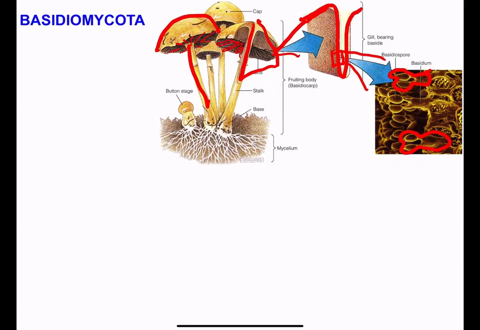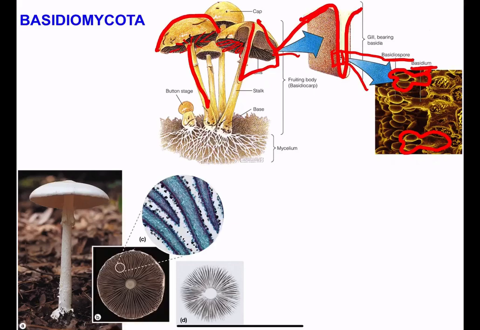They produce spores. Those spores are called basidiospores, conveniently. And they're produced on the structure that's called a basidium. So that's where those words sort of come from. The basidium is the structure that produces basidiospores. So let's look at that again.